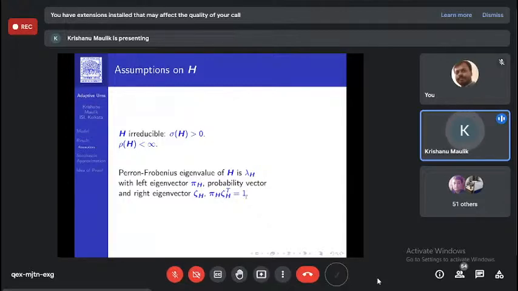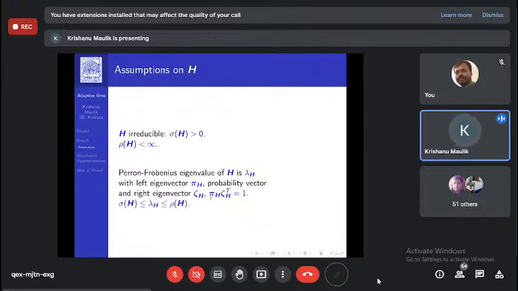Since it's only finitely many colors, H is finite dimensional, we can always do that. For infinitely many colors, there will be a lot of issues which will appear here. But as I said, we are not getting into that. So these are the assumptions.